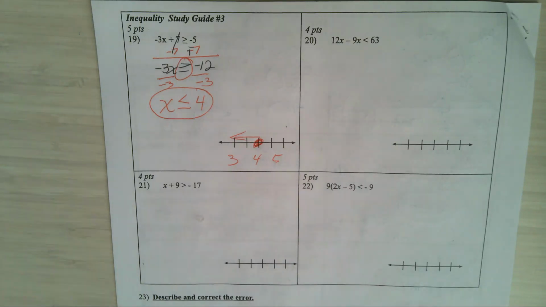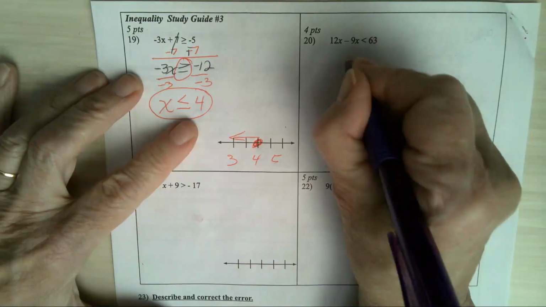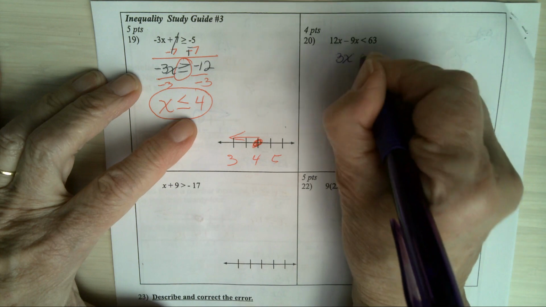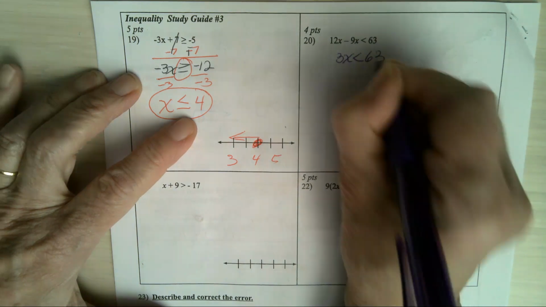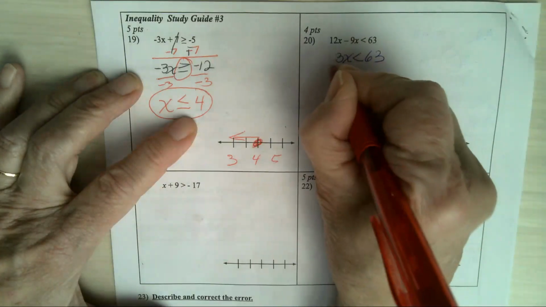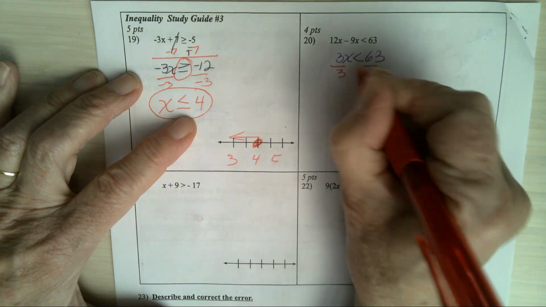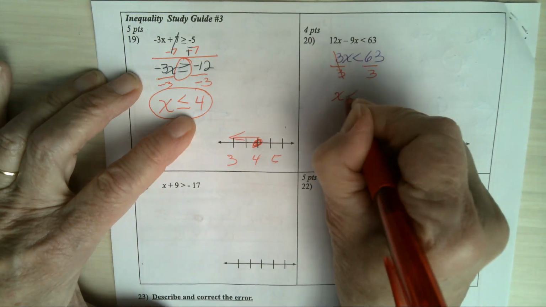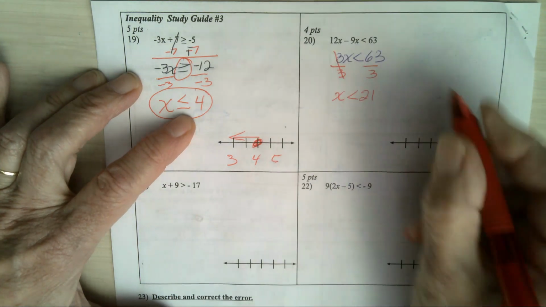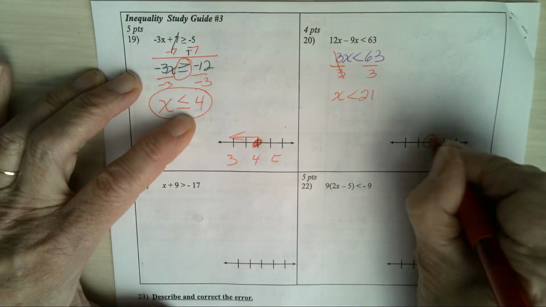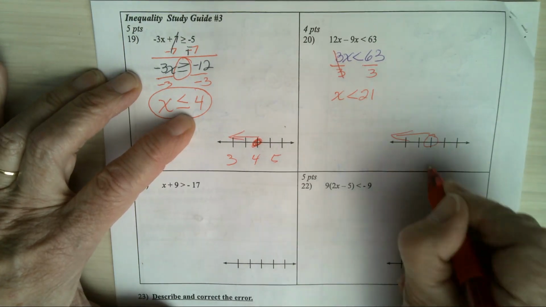Number 20, we're going to combine like terms. 12x minus 9x equals 3x. 3 times x is less than 63. Divide by 3, divide by 3. X is less than 21. Open circle on the 21 going to the left.